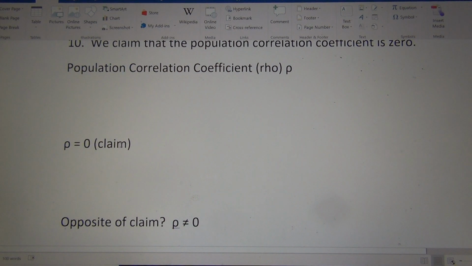Notice again, claim has nothing to do with it. The claim could be the null or the alternative on any problem. So don't go by the claim, go by the symbol. Equal to is always a null, not equal to is always an alternative.